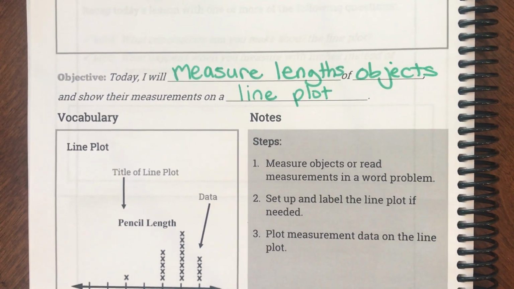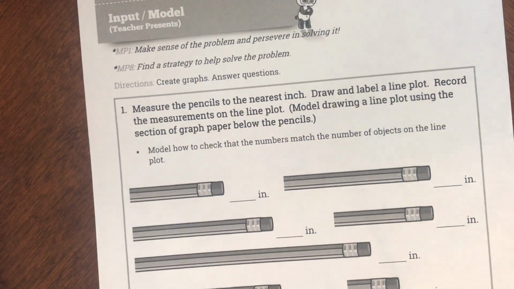So step 1 says we're going to measure our objects or read the measurements in a word problem. Then we're going to set up and label the line plot if needed. That means we're going to add our title and our scale label, and then for step 3, plot. Remember, yesterday plot means that's where we're going to put our X's on our line plot. Okay, so today I'm going to actually do some of these for you. Yesterday we skipped the red pen. Today I'm going to do some.